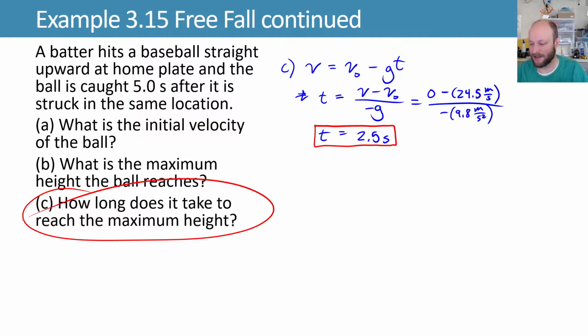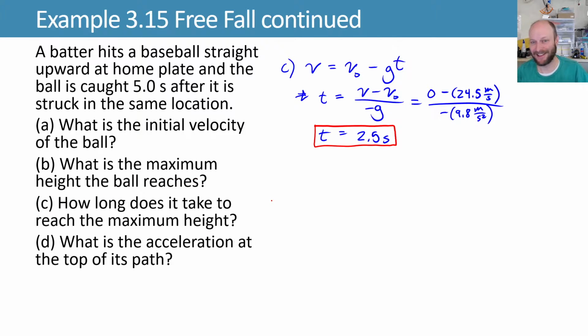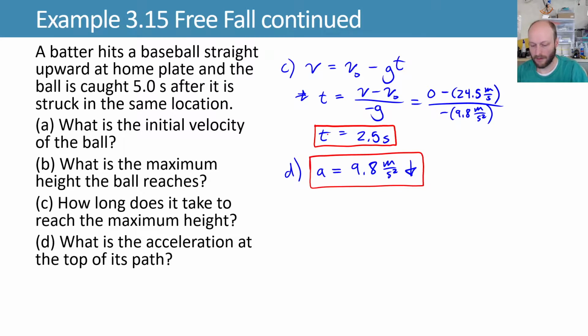How long does it take to reach the maximum height? We did that. What's the acceleration at the top of the path? This one, I don't actually have to do much calculation. We're using constant acceleration. So the acceleration at the top of the path is equal to the acceleration at any point in this path. It's going to be 9.8 meters per second squared downward. Remember, it's a vector quantity, so you need a magnitude and a direction. If I want to show this as a vector, we can put a little arrow over the top.